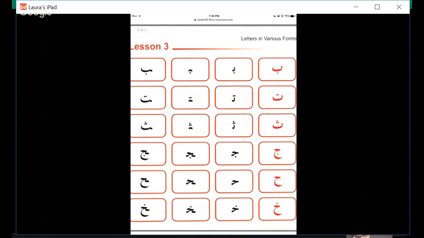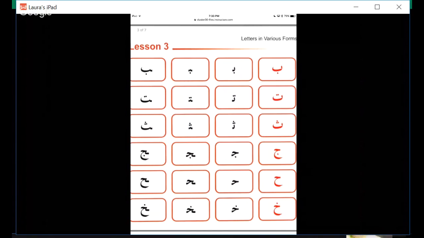Okay, so the four columns that you have on these charts that you'll be looking at are, the first column on the right would be the letter in its isolated form, when it's just by itself. The second column, the way the letter looks at the beginning of a word. The third column is the way it looks in the middle of a word. And finally, how it looks at the end of a word. So each letter can have up to four shapes, depending on where it's found in the word.